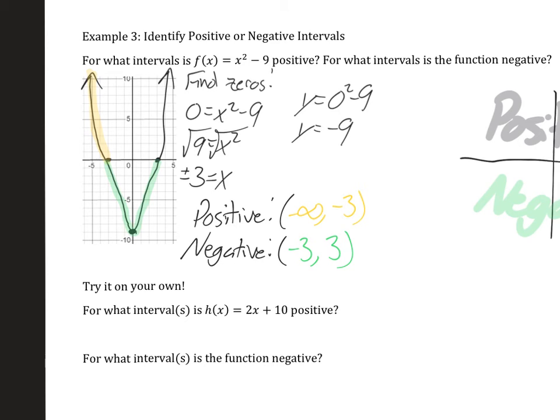Okay, and then the very last part, well, it looks like right here, we're above the x-axis again. So I'm going to put positive 3, and then it goes off to the right forever. So my forever number is infinity. So there you go. That's all of it.